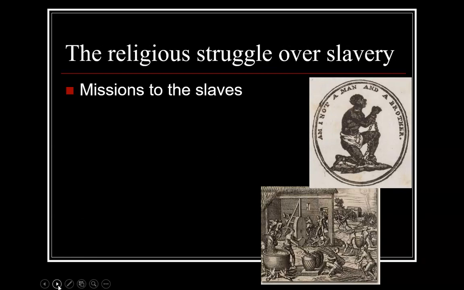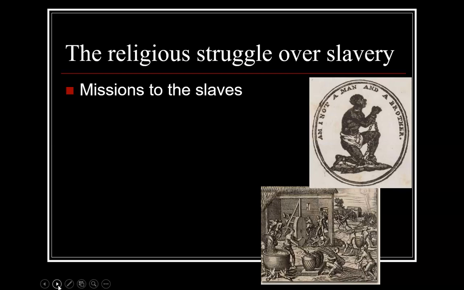As Africans were enslaved and brought to the colonies, eventually there started to be some questions that some people started to ask. Here are these individuals that we are holding in bondage, sometimes referred to as chattel slavery, right? There's almost a sense of them being treated like animals rather than humans. And people began to ask, well, what do we do about their souls?